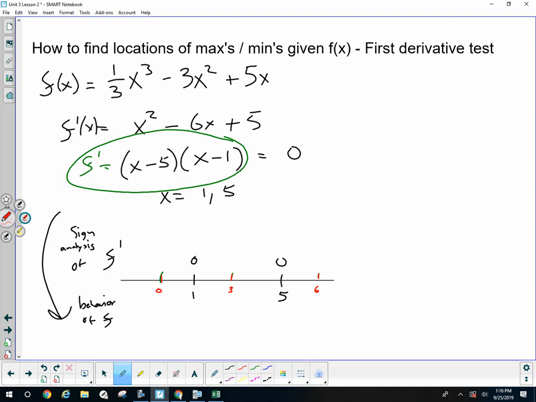Please check your sign analysis with your neighbors and tell me, is x equals 1 a max or a min? Is x equals 5 a max or a min? It's not about the numerical values. It's about the signs.